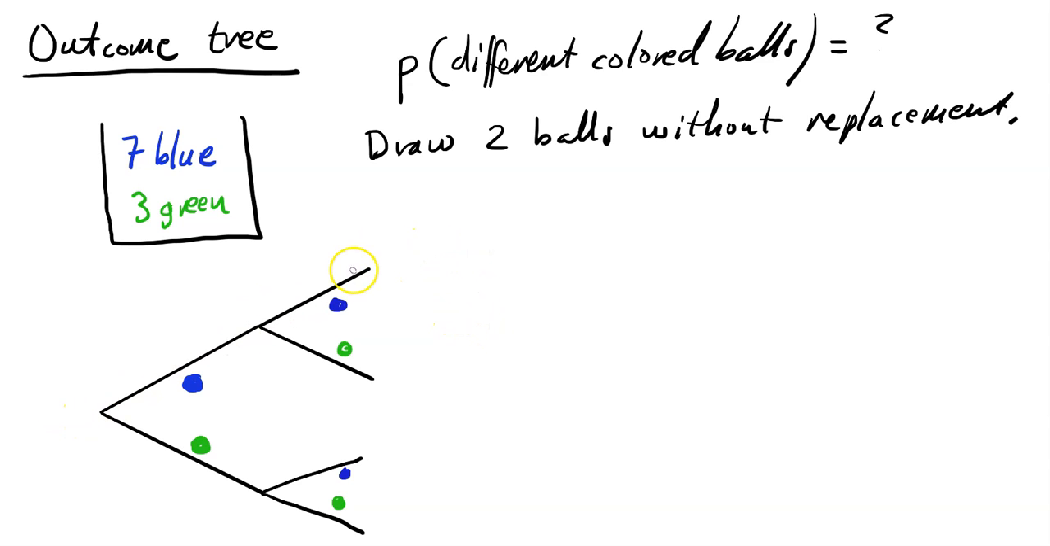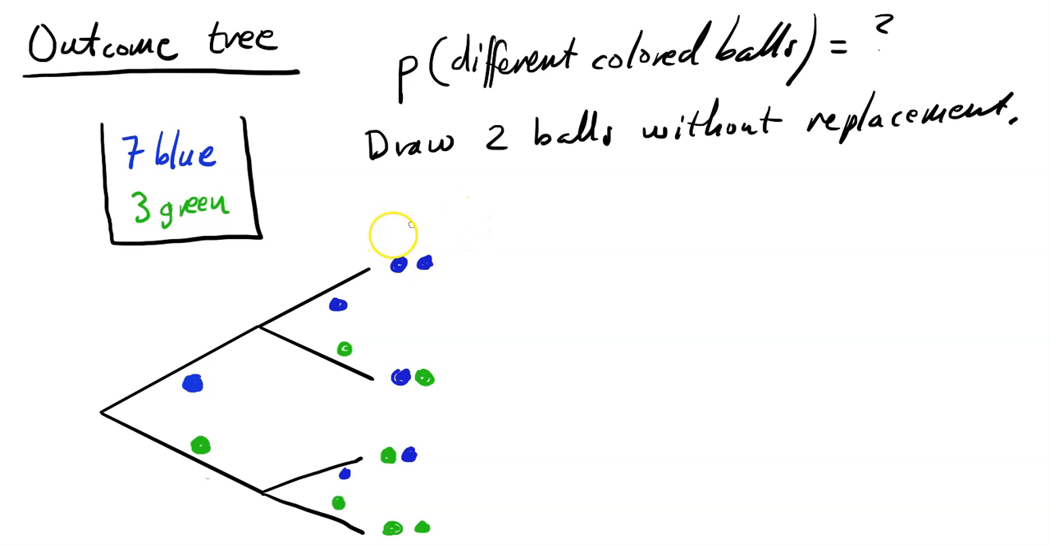So if we follow this branch, this shows all the possibilities we can have. This means that we got a blue and then we got a blue, so we end up with 2 blue. And here it means that we got a blue and then we got a green. Here it means that we got a green and then got a blue. And the final part of the tree means that we got a green and then a green. So this shows all the possible outcomes we can have.